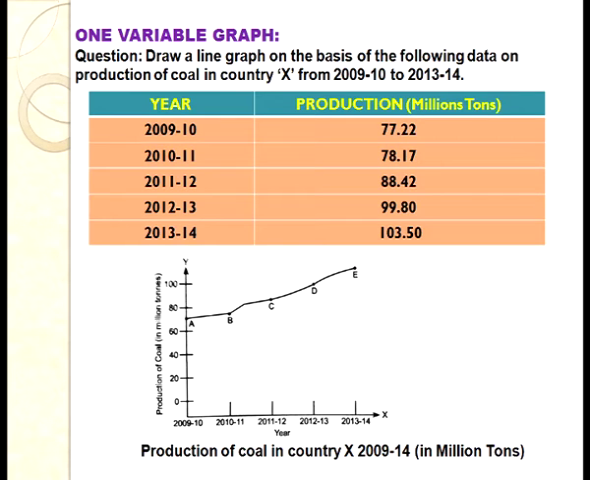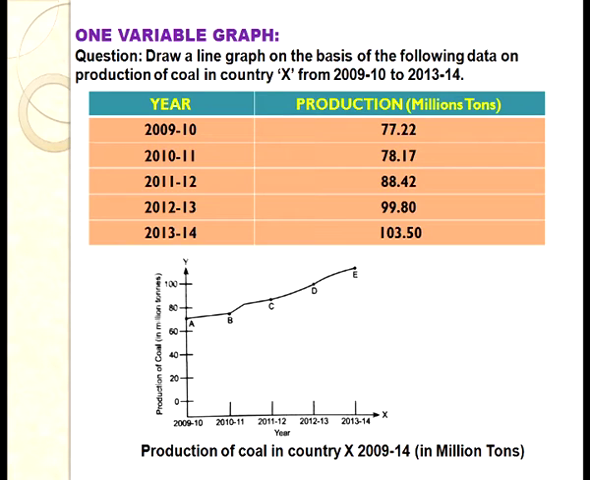Now, let's discuss the one variable graph. In this question, you can see year is being given. On the other hand, production in million tons is being given to us. While you are drawing these graphs, what points should one keep in mind? First, label the diagram. While you draw the y-axis, label it first, because either you forget it later on. So, first draw the y-axis and x-axis, label them properly, and give the heading as we are given over here: production of coal in country X from 2009 to 14 in million tons.